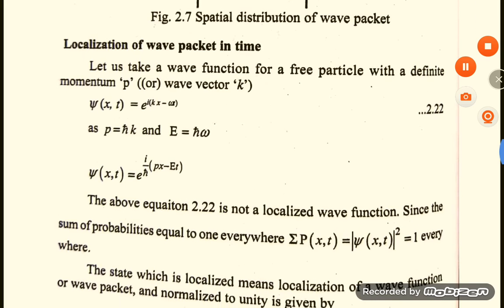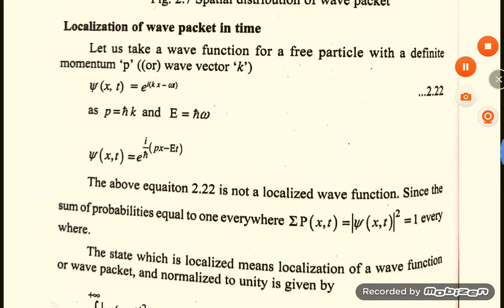So here psi of x,t is equal to e^(i/ħ (px − Et)). The above equation is not a localized wave function, since the sum of probabilities equals 1, where the probability P(x,t) is equal to mod psi(x,t) whole square, that is equal to 1 everywhere. So here, because it is distributed over all space, it is not localized, so we call this a non-localized wave function.